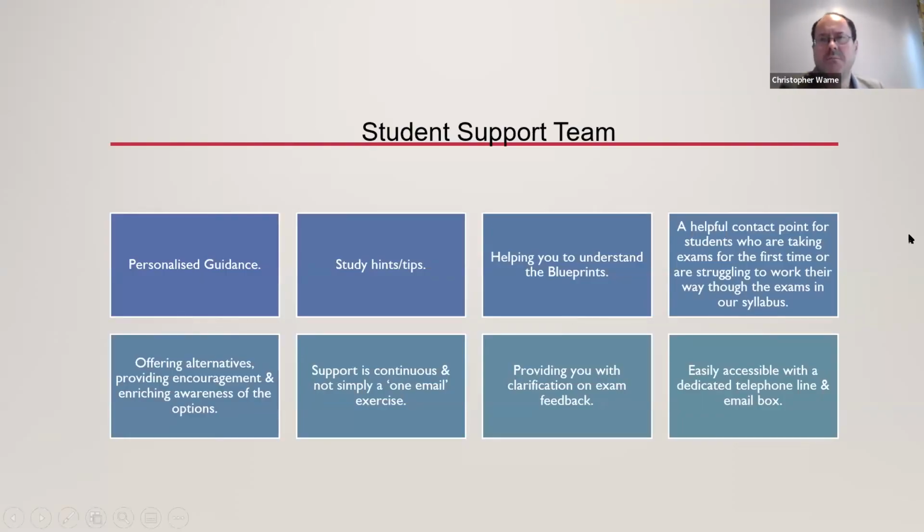In terms of the student support team itself, this is just giving you some of the key points of what we can help you with. The reason I'm specifically highlighting this resource is because this team has been in place for 2 years now, and it really is a fantastic resource to have. Other accounting bodies actually charge students for the use of exam progression coaches.